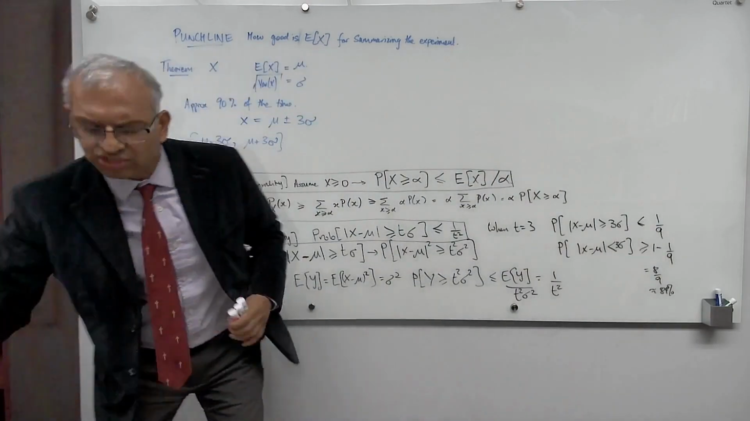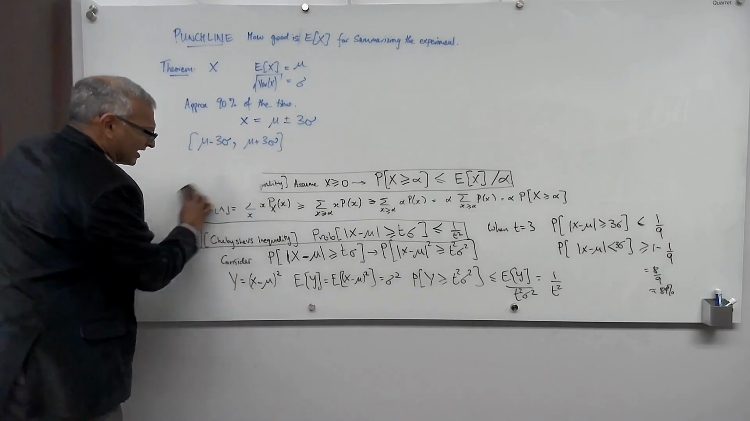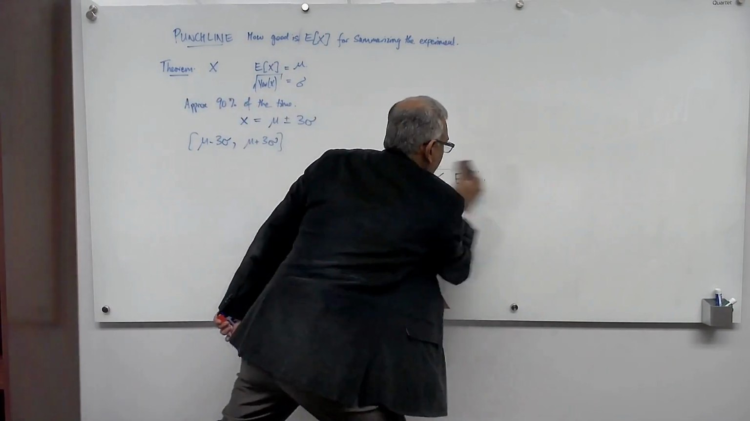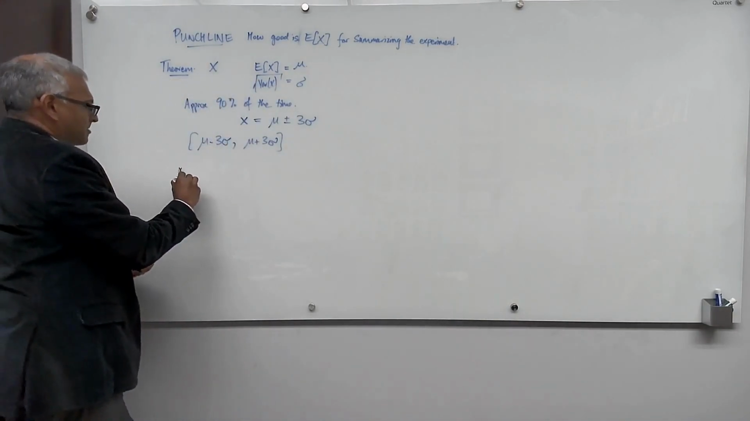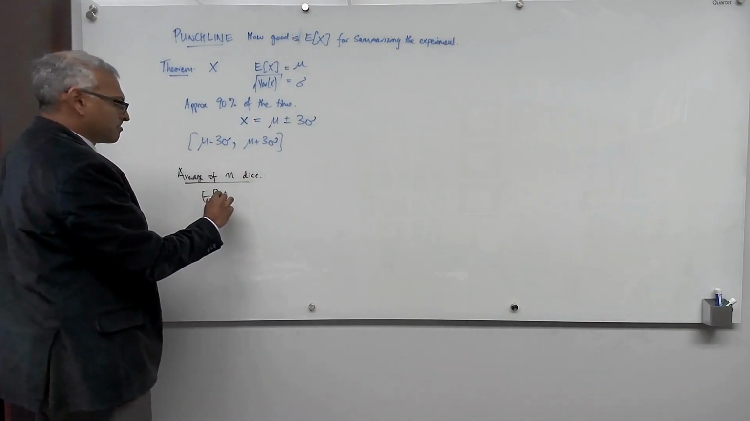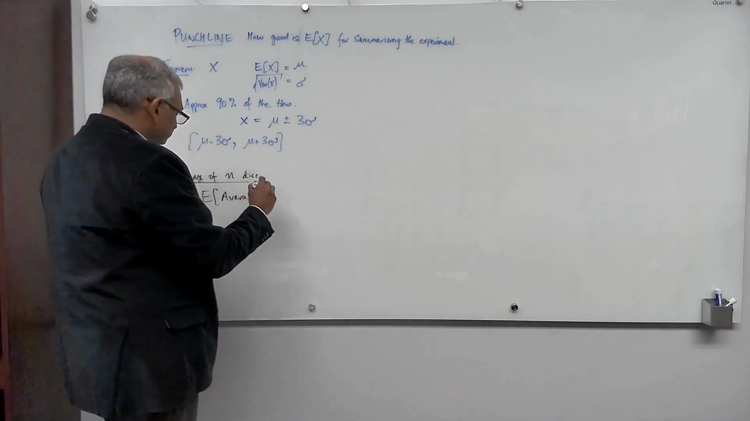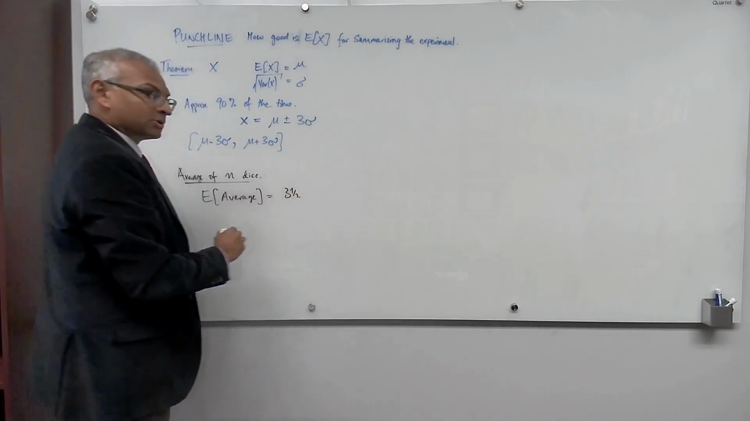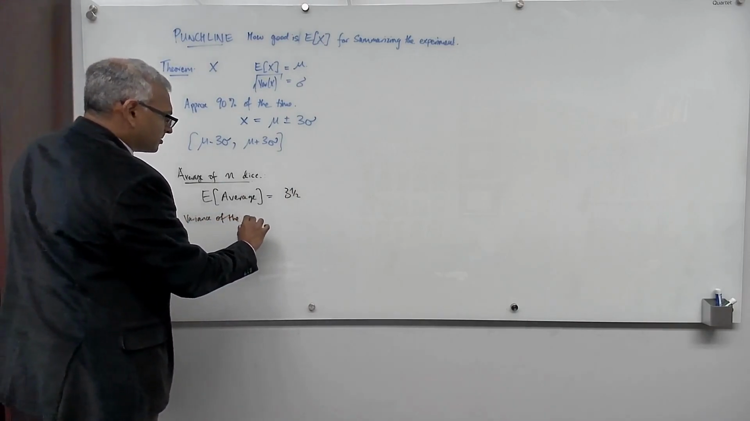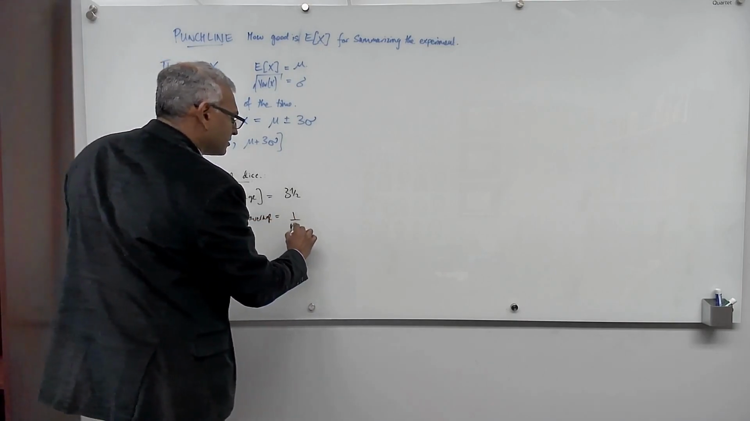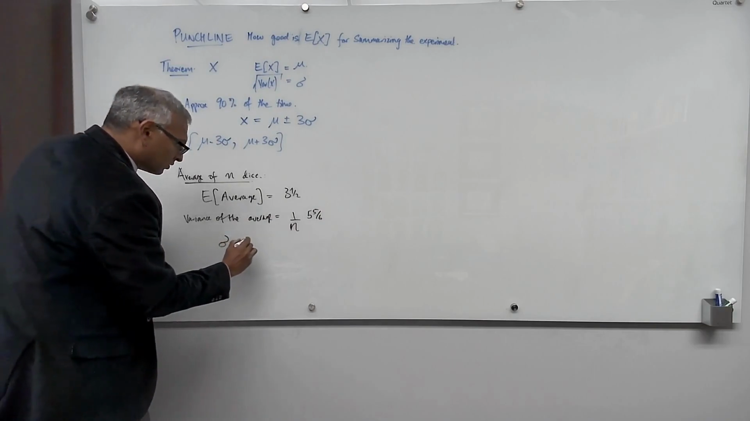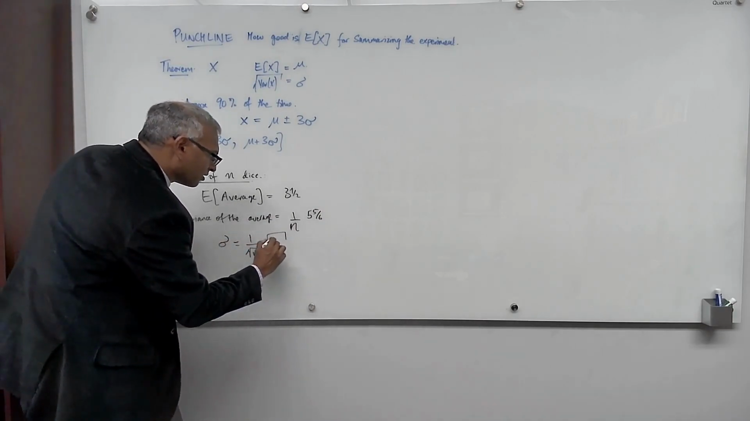Now let me show you a little bit of that in action, in practice. We did the average of n dice. We computed the expected value of the average, which was equal to 3.5. And we computed the variance of the average, which we did earlier. The variance of the average was equal to 1 over n times 5 and 5/6. So 1 over n times a constant. So sigma, the square root of the variance, was equal to 1 over square root of n times the square root of 5 and 5/6.